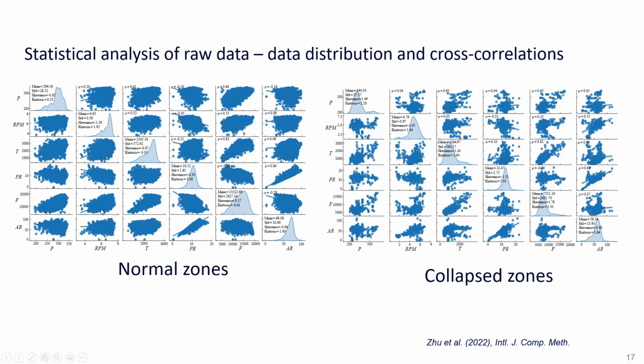So this is for the normal zones, and this is for the collapse zones. And you can see that there's a lot more scatter in the cross correlation data for the collapse zones. Now, the reason for looking at cross correlation is that we might be able to reduce the number of parameters that are involved in the machine learning.